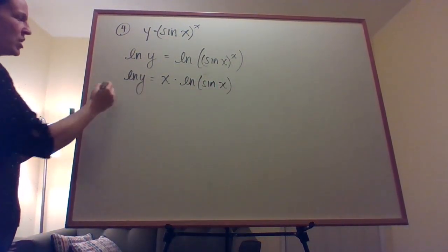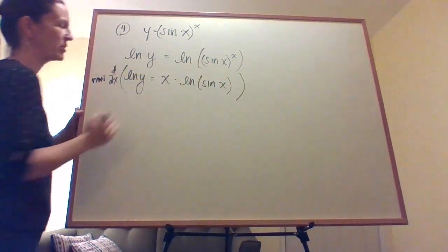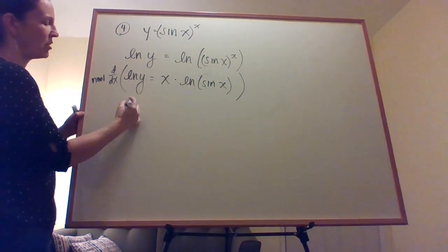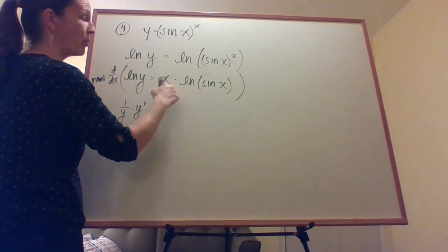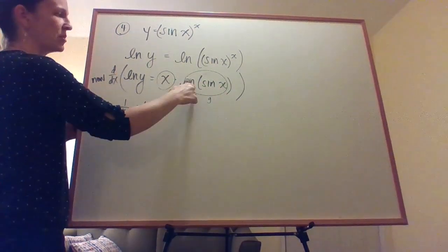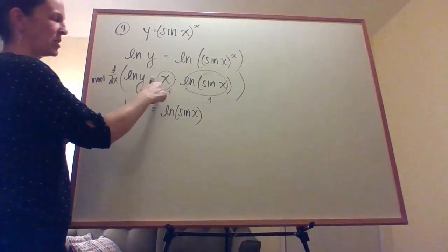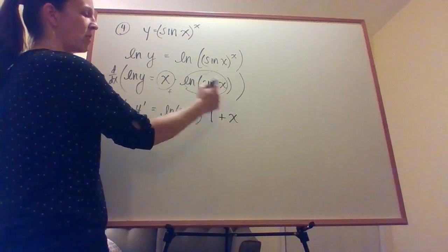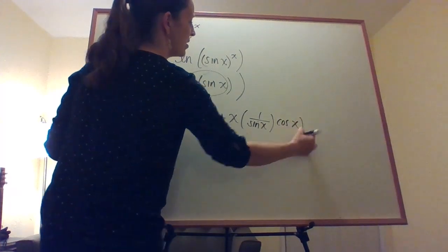Now I'm ready to differentiate both sides. So now I'm going to take the derivative with respect to x of all of this, and I'm going to use implicit differentiation here. Derivative of natural log of y is 1 over y times the derivative of y. And then here I have a product, so I'm going to apply the product rule. Here's my f, here's my g. So I'm going to do g times f prime. That's going to be natural log of sine x times the derivative of x, which is 1, plus x times the derivative of natural log of sine x, which is 1 over sine x times cosine x.